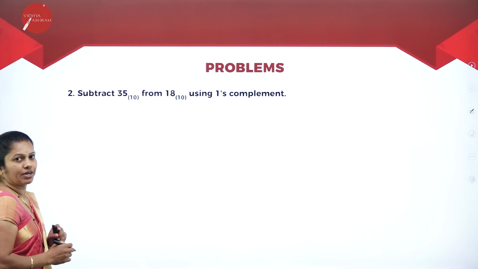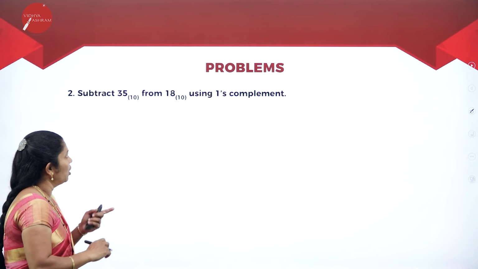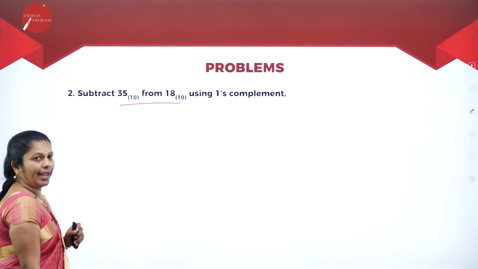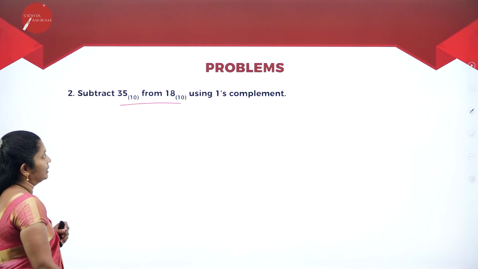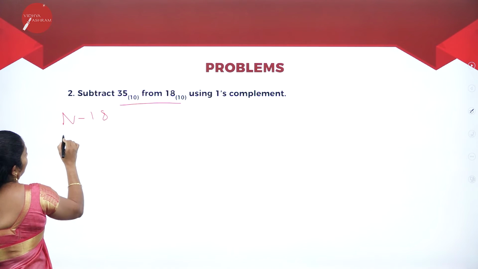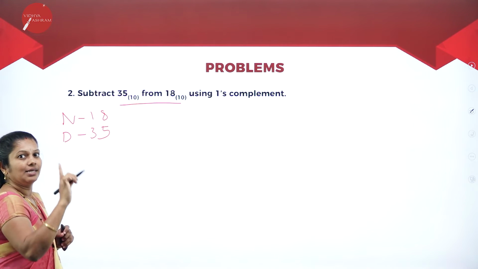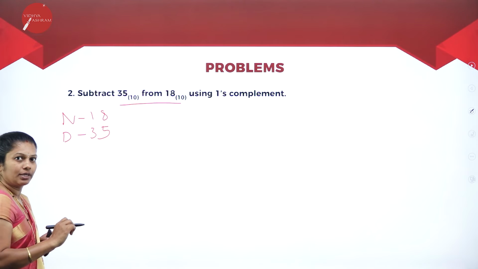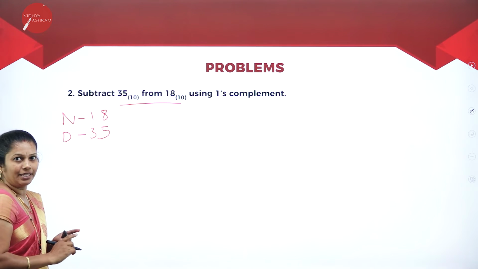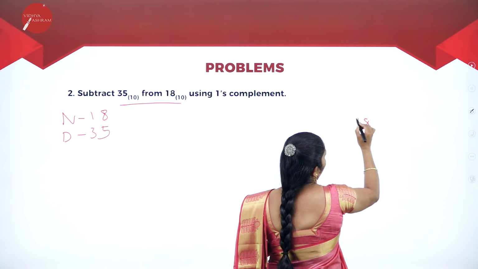Subtract 35 from 18 using 1's complement. Then how to perform? From this also you can observe 35 from 18. In this case the numerator represents 18 and the denominator represents 35. Denominator is usually called the subtrahend, and numerator can be called the minuend. Then find the binary value for both the numbers.